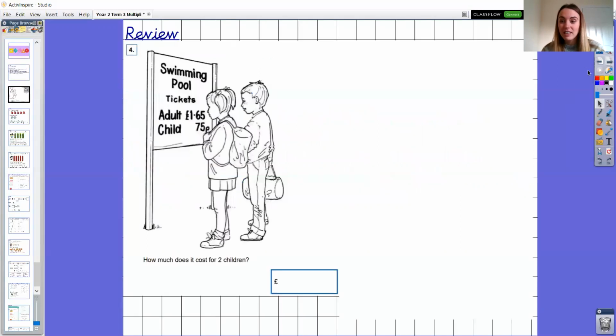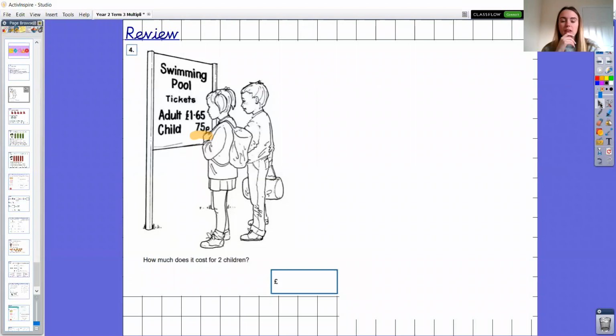So first of all today, thinking back to last lesson, we're going to have a look at a reasoning question in our review phase. I'm sure that you recognise this picture from Friday. Number 4 says, swimming pool tickets, adult £1.65, child 75p. The question is, how much does it cost for 2 children? So first of all, I'm going to get my highlighting pen and highlight the key information of how much it costs for a child to go to the swimming pool, which is 75p.